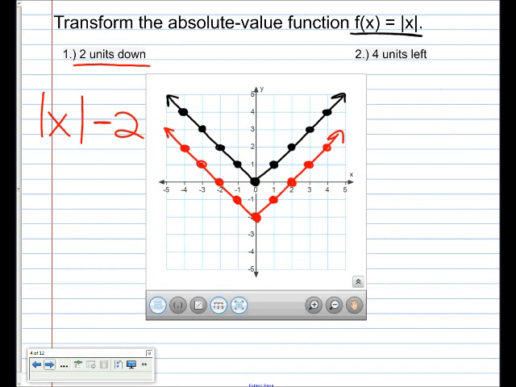So what if that would have been 2 units up? This would have been plus 2. Make sure it's still outside the absolute value after it. Everybody okay?